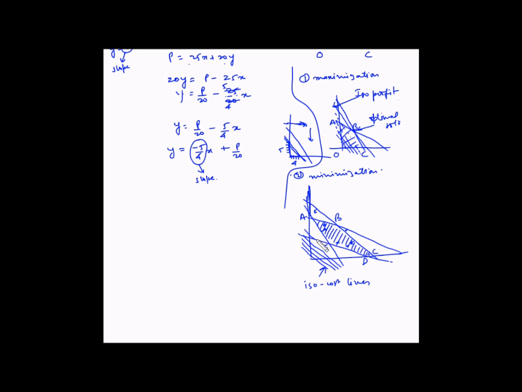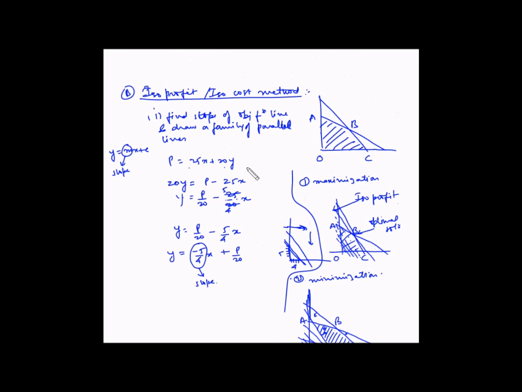So as you keep on drawing these parallel lines, you will find that there will be one line which touches one of the points on the feasible solution region. So say E. E is the nearest point to the origin and is on the feasible solution region, and the objective function line touches it. So this point E is our optimal solution. So this is the first step, that is we find out the slope of the objective function line and draw a family of parallel lines.